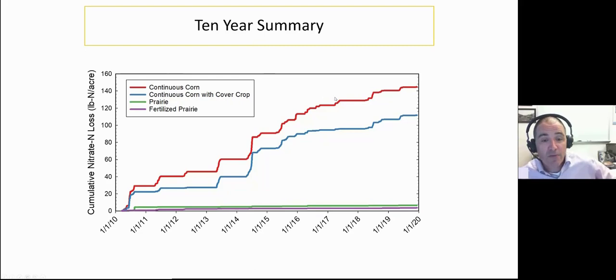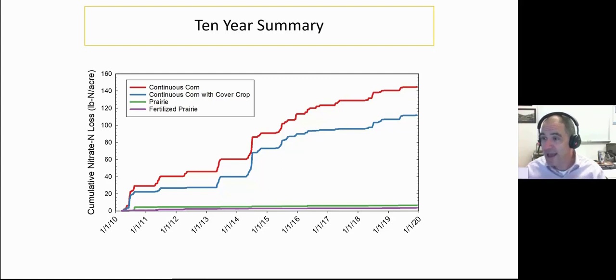And so what I'm comparing here is a continuous corn system. That's the top curve. The next one is continuous corn with a winter cereal rye cover crop. And you'll see that we reduced nitrate loss from about 145 to 111 or 112 over that 10-year period with use of the winter cereal rye cover crop. So we got some benefit.